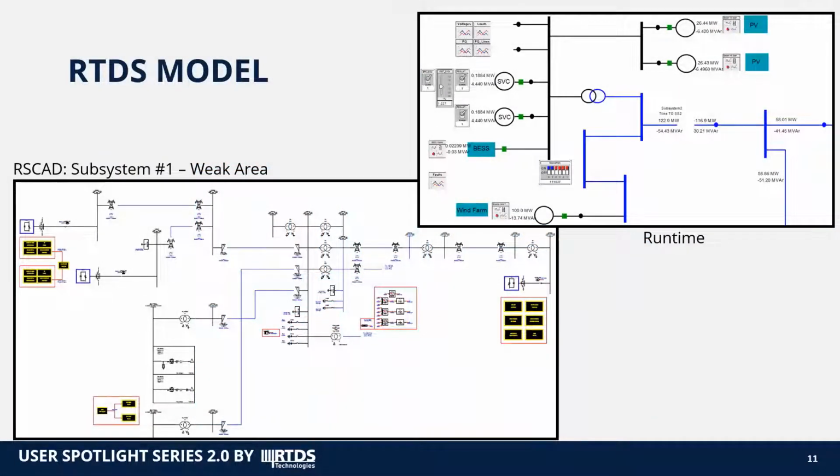The complete model was validated and endorsed by the modeling working group of the project, which includes members from different power system companies. On the left, we have a screenshot of subsystem 1 containing the weak area, and on the right we have part of the runtime environment we have developed as part of the project.